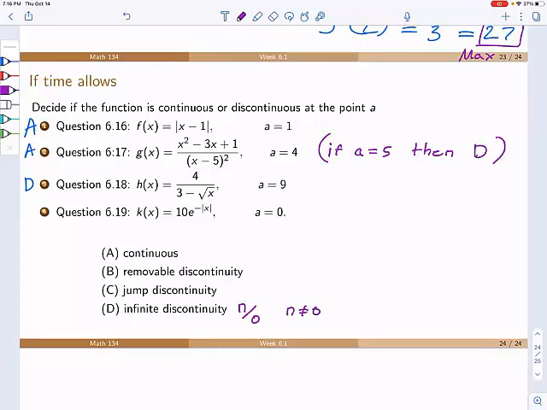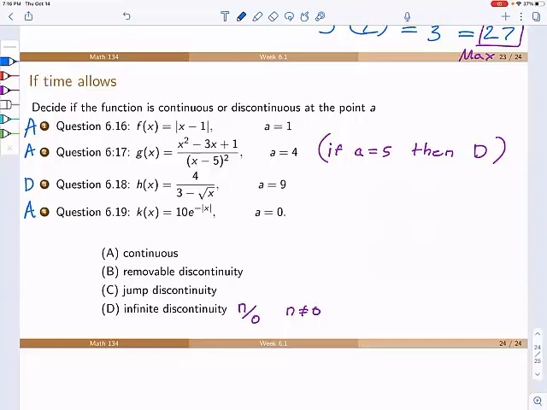The last example, every value for an exponential function is non-zero. You can get closer and closer to 0. So certainly when we plug in 0, that's no problem. e to the power 0 is just 1, and you get 10 out of the deal. So that's another case where it's just continuous.